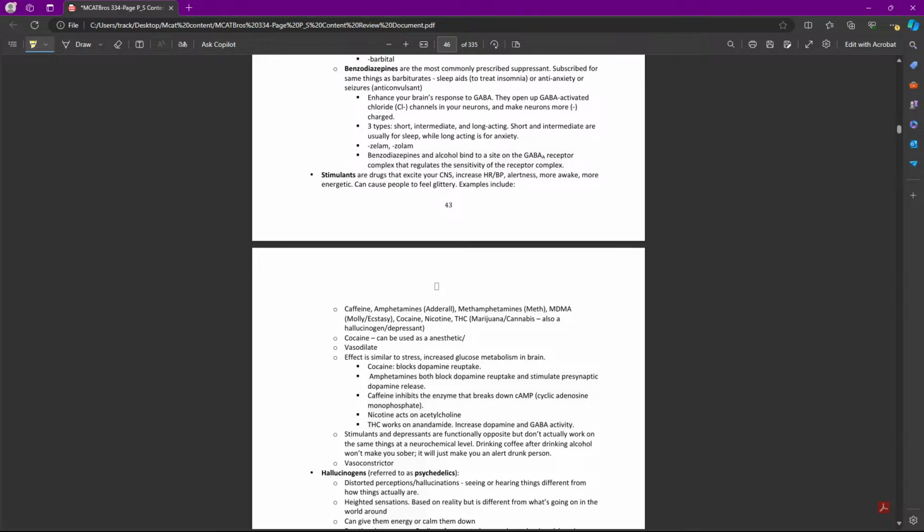Stimulants are drugs that excite your central nervous system, like cocaine, that's the main one I think of off the top of my head, and caffeine. They increase heart rate, blood pressure, alertness, making you more awake, more energetic, jittery. We talked about some examples: caffeine, methamphetamine, cocaine, nicotine, and so on.